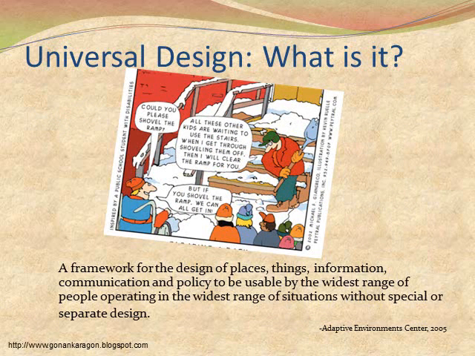So what is universal design? The Adaptive Environment Center, which is a nonprofit organization to help families and communities solve practical problems for persons with disabilities, offers this definition. It's a framework for the design of places, things, information, communication, and policy to be usable by the widest range of people operating in the widest range of situations without special or separate design. Some examples of environmental access would be sidewalk curb cutouts and electronic doorways.